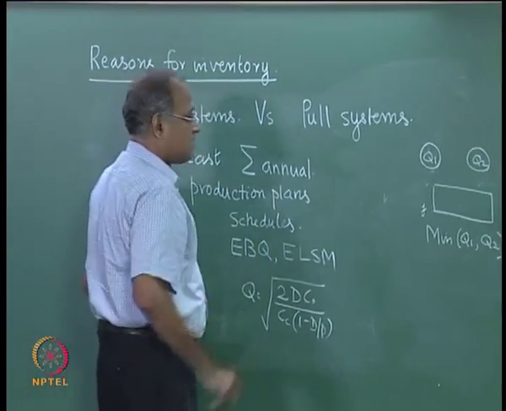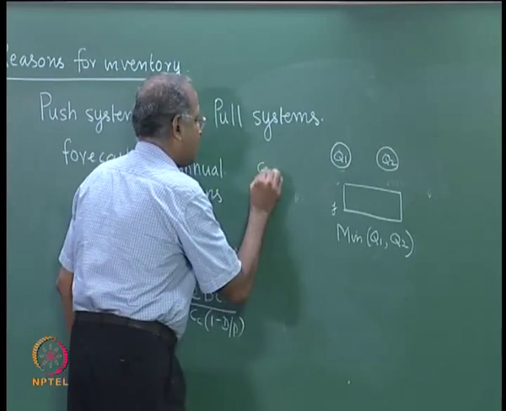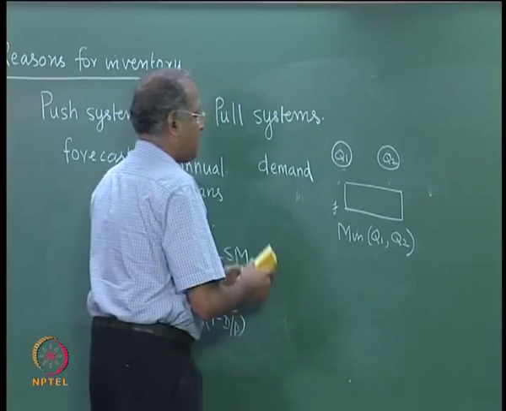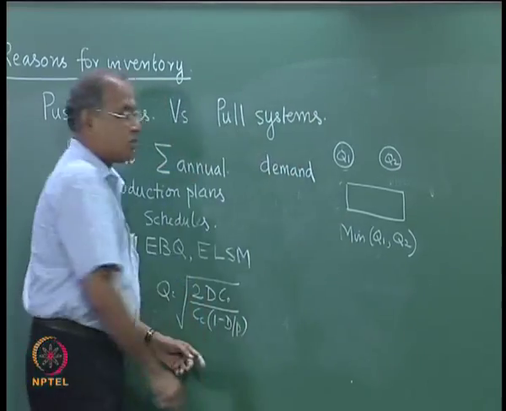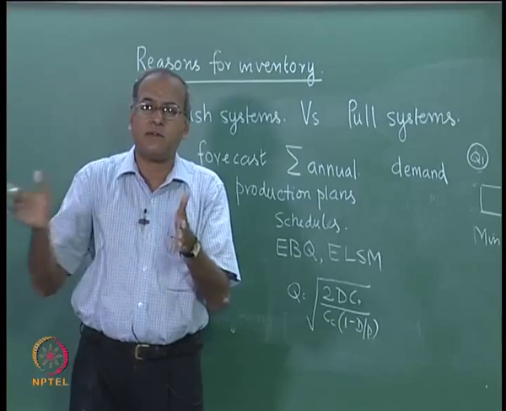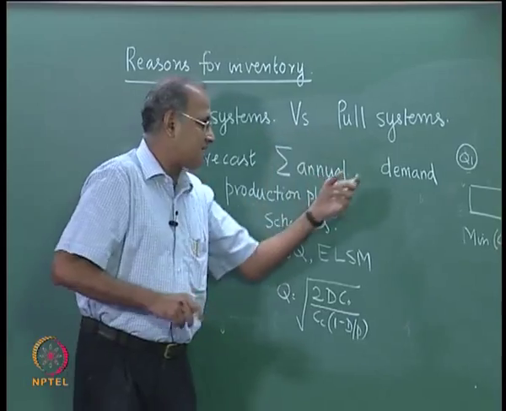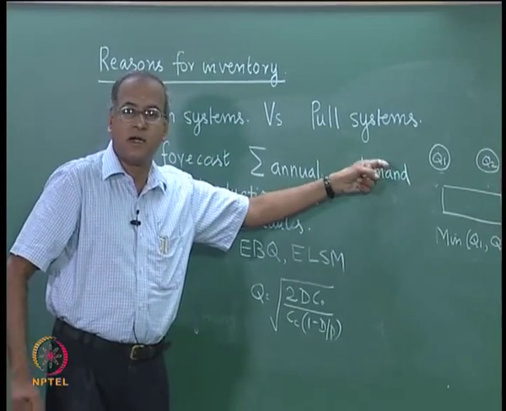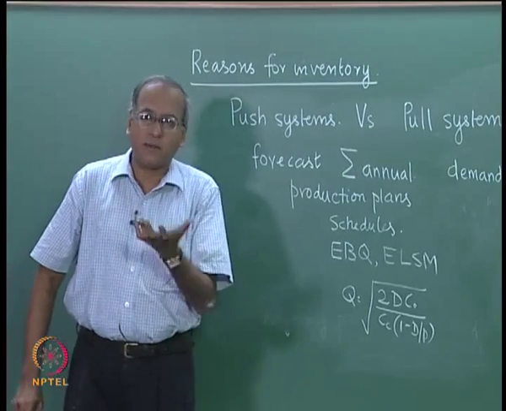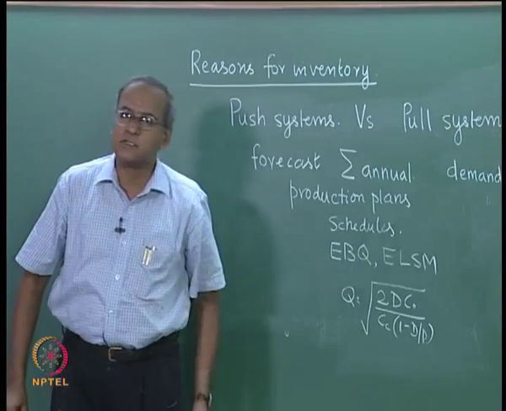Now how do pull systems work? Pull systems do not produce to forecast, but essentially try to produce to demand. So when you try to produce to demand, you tend to get estimates of daily demand. Now today it is a little easier to get estimates of daily demand than 10 years ago. The reason being, the ability to capture information is much better today than it was 10 years ago.